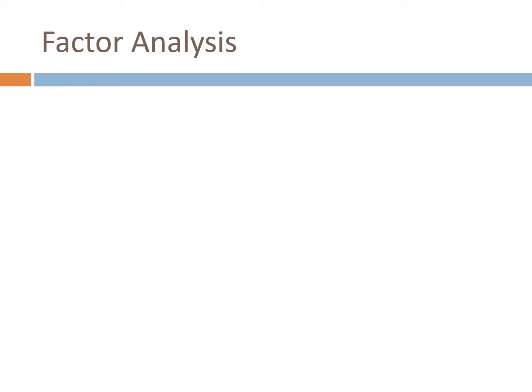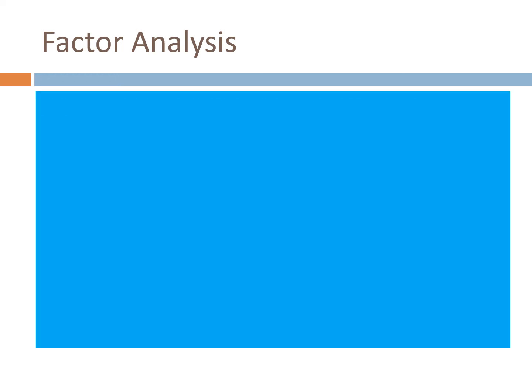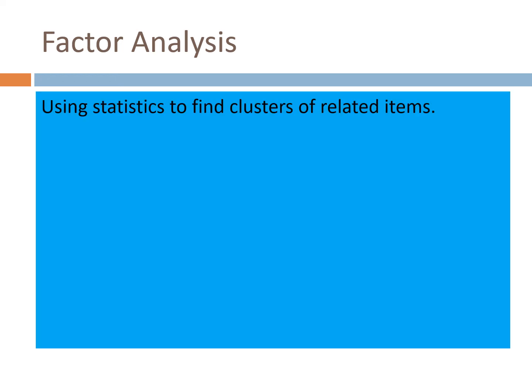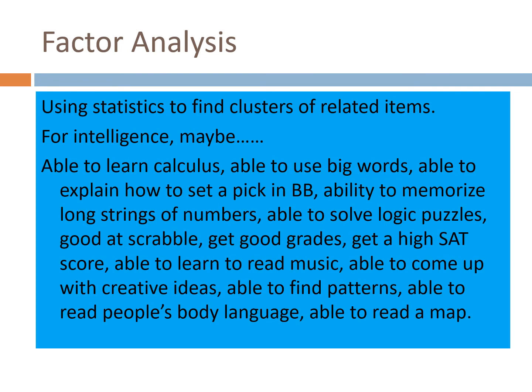So out of all of this early intelligence testing done by Terman, as well as Yerkes, as well as Goddard, even looking at the early Simon-Binet studies, what came out of all of this was this notion of factor analysis, right, which is using statistics to find clusters of related items. For intelligence, maybe you would look for clusters of people who had the ability to learn calculus, with the ability to use big words, with the ability to explain how to set a pick in basketball, or the ability to memorize long strings of numbers, and the ability to solve logic puzzles, et cetera, et cetera. So what you're looking at is how all of these factors or different traits cluster together in populations.